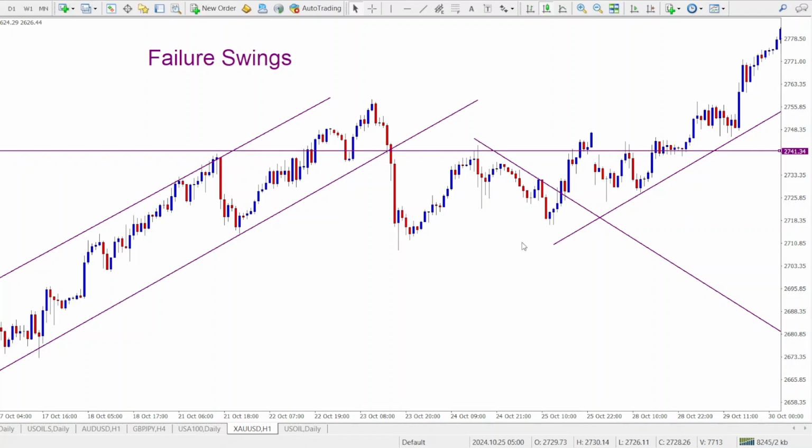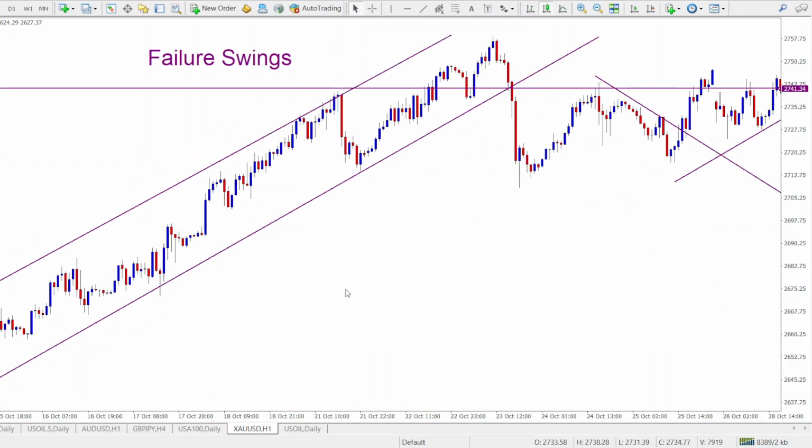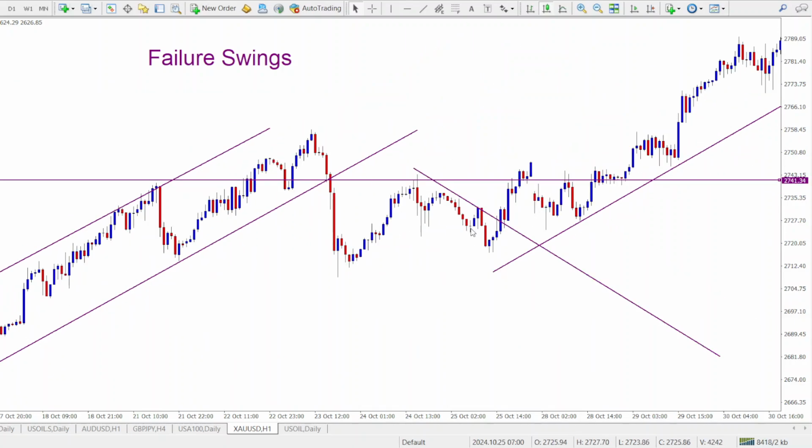Basically, a failure swing is just when something goes against traders' expectations, and not expectations based on hope. We're talking about price action expectations, expectations in line with standard market action. So when you have a change in the normal structure of price, like a bullish structure and you have a change, or a breakout structure and you have a change, we call that failure swings.